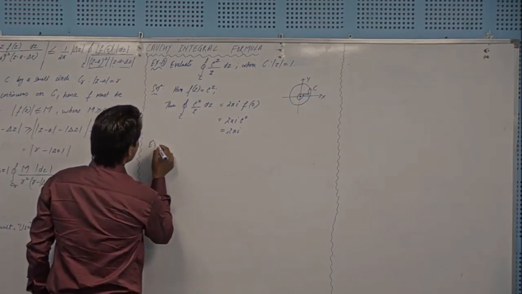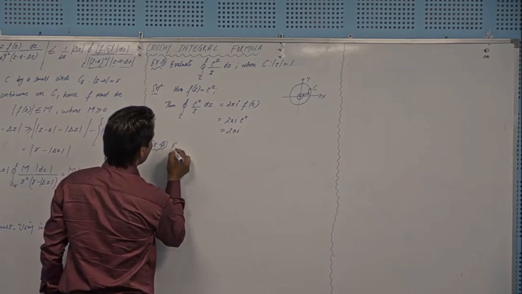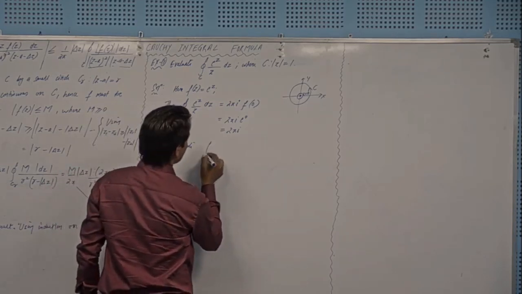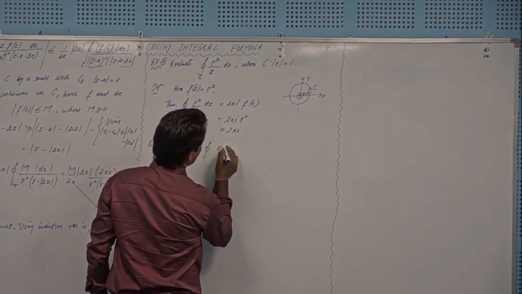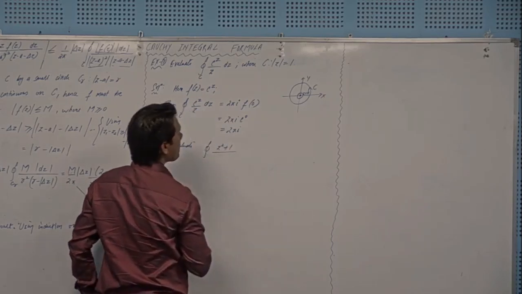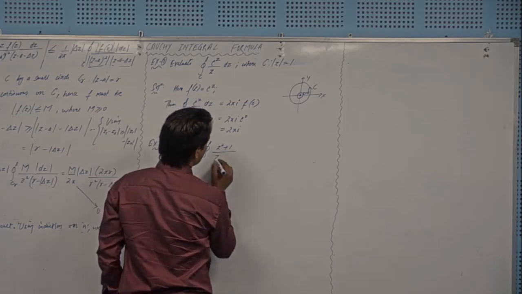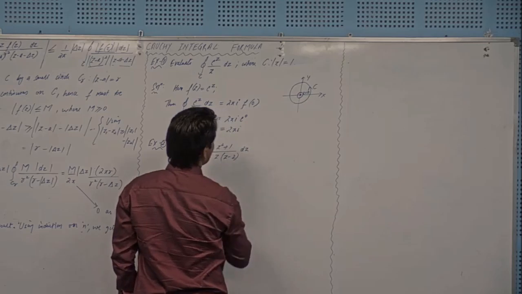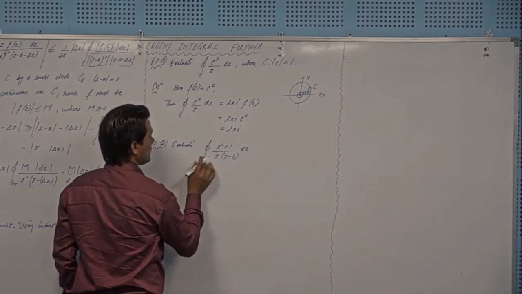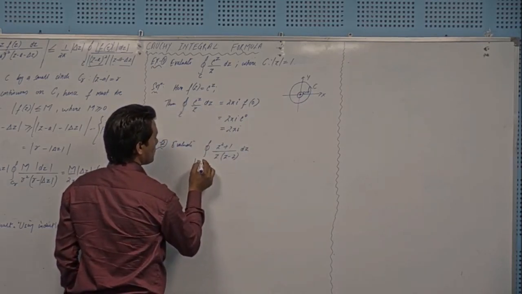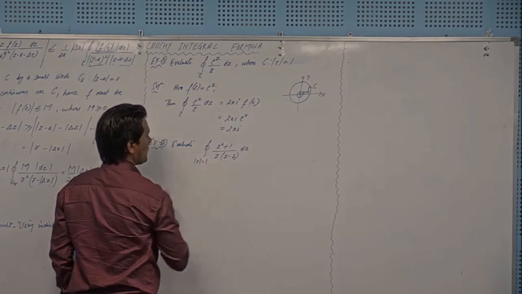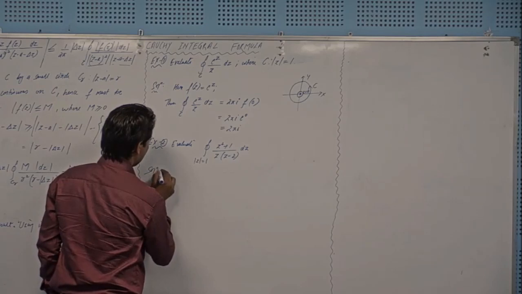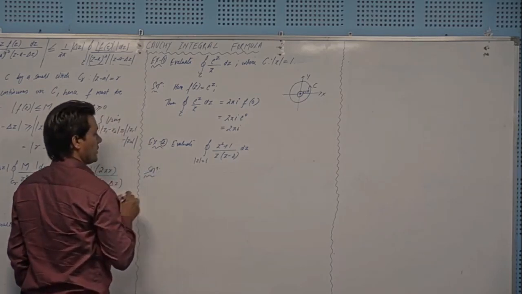Example number 2. Evaluate the integral of z square plus 1 over z into z minus 2 dz, and I'm writing the contour here, mod z equal to 1. Solution.